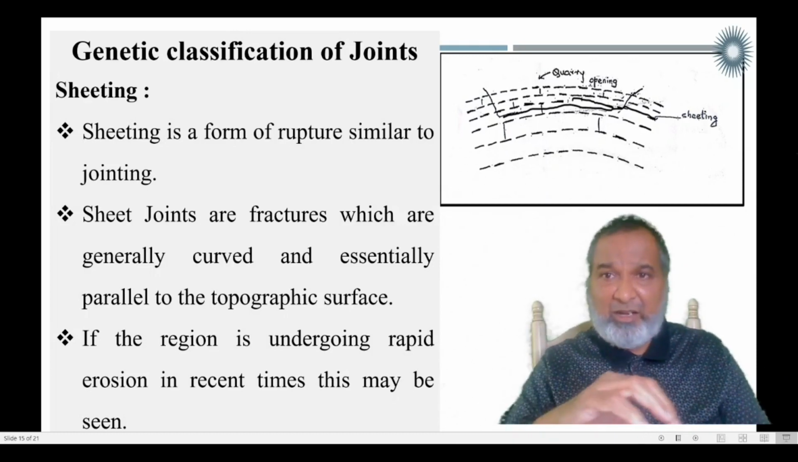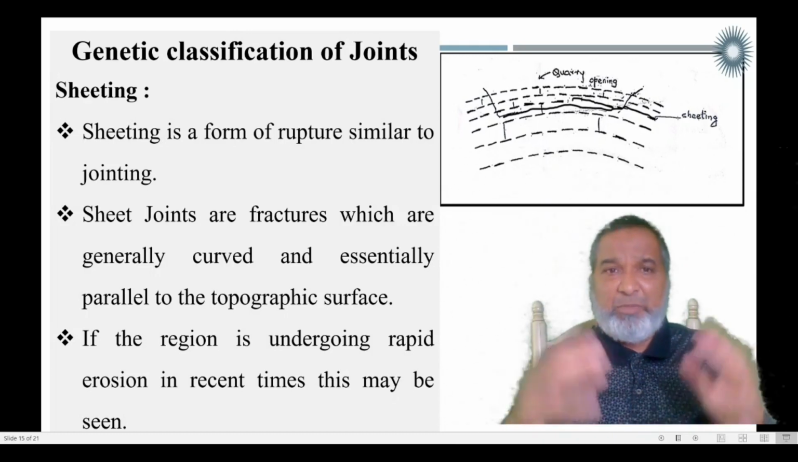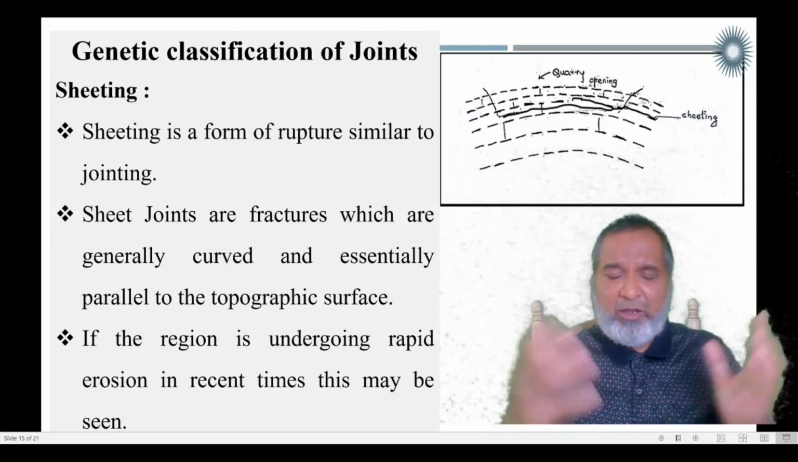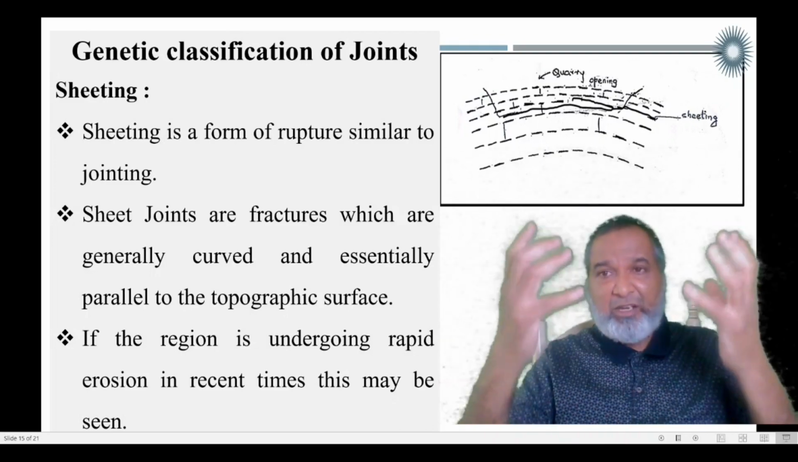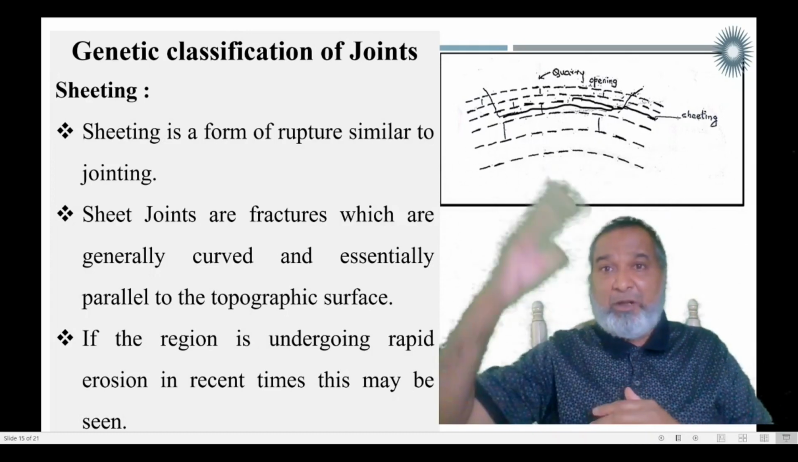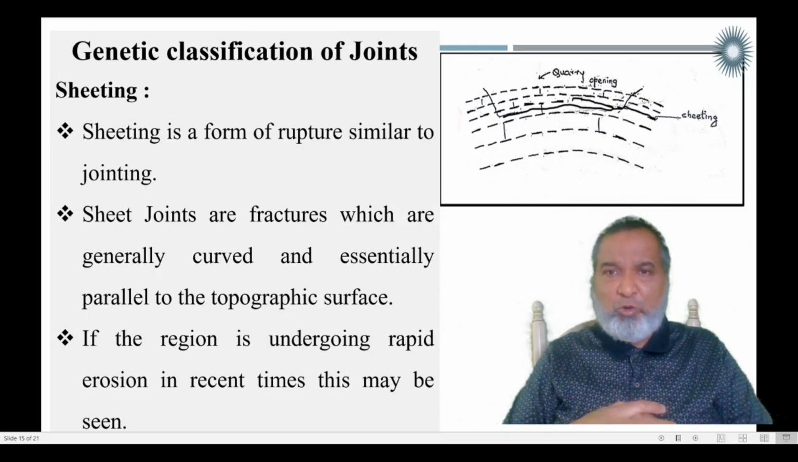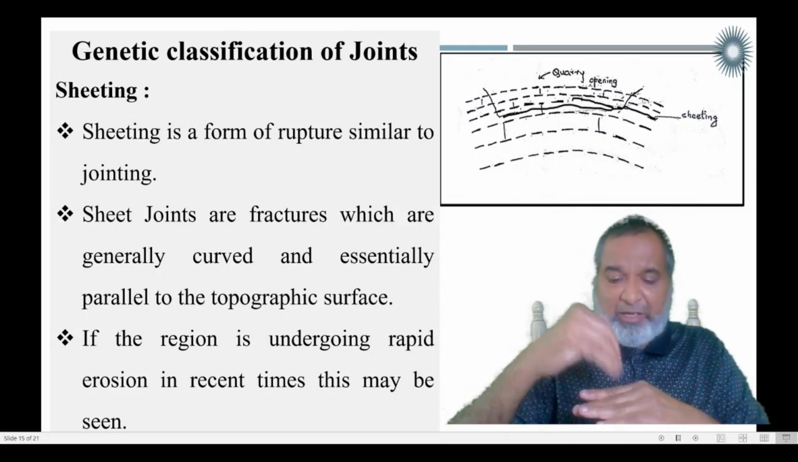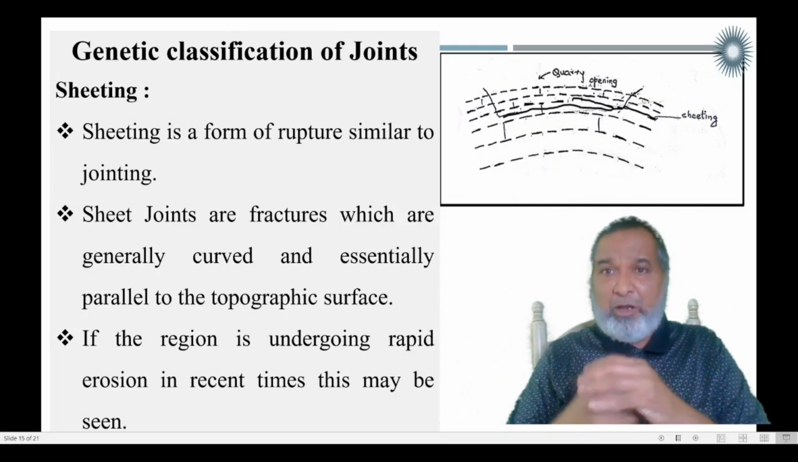Now sheets are there, for example, whatever the granite is, which is at a greater depth, and the upper part has been eroded, yes, the upper part has been quarried out. So what is happening is the load which is there on that particular batholith.